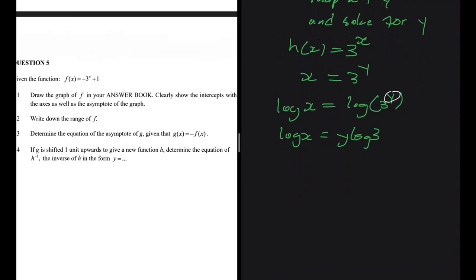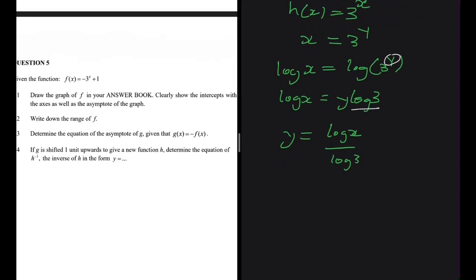And then from there on, we're dividing both sides by log of 3, the coefficient of y, so that we can get the inverse. So y is going to be equal to log of x divided by log of 3. So y is just going to be equal to log base 3 of x.